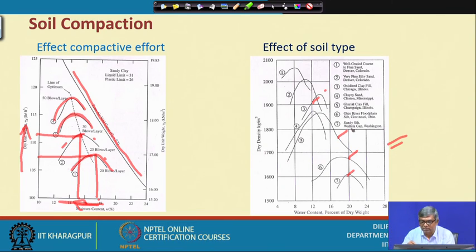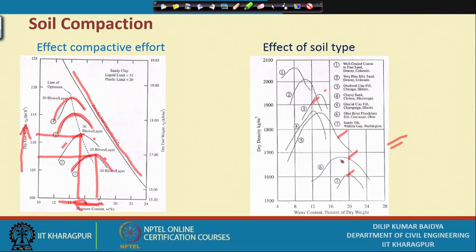You can see 7 is sandy silt, 6 is river silt. So, in this figure, different soils are shown. By this we have explained that different soils have different characteristics. My conclusion or observation is that when you go from coarser to finer soil, the optimum moisture content will be more and the dry density will be less. So, clay soil will be on this side and sandy soil will be on this side. So, these are the two observations we can make from this.